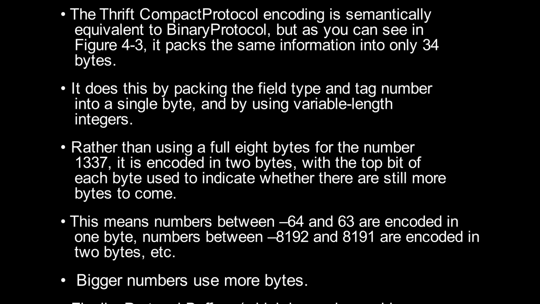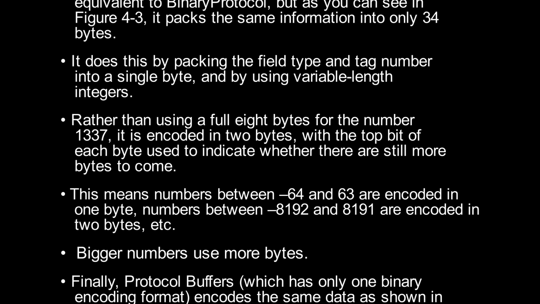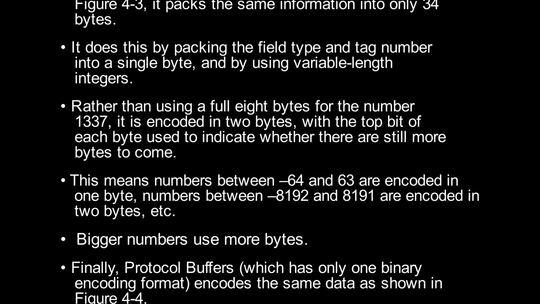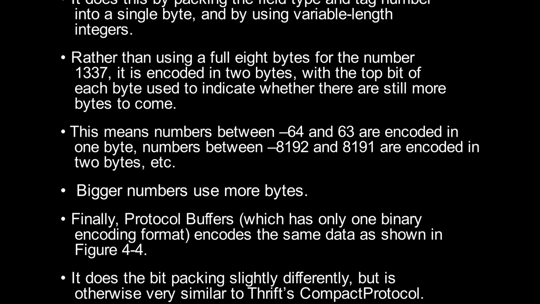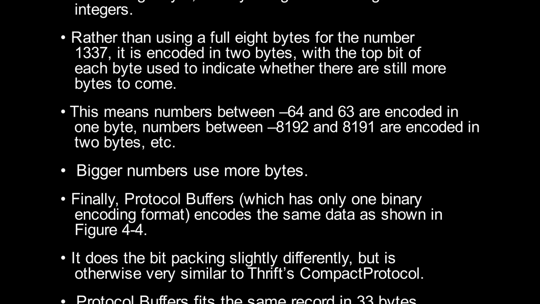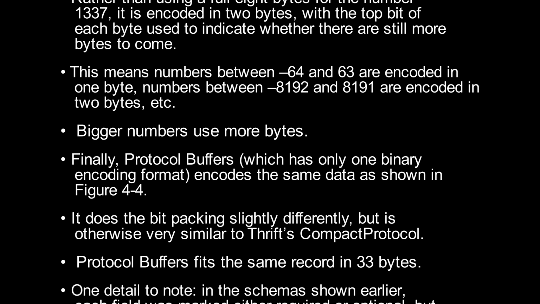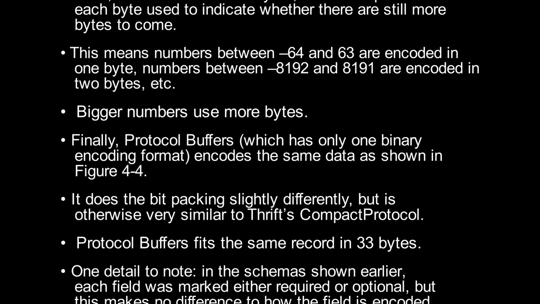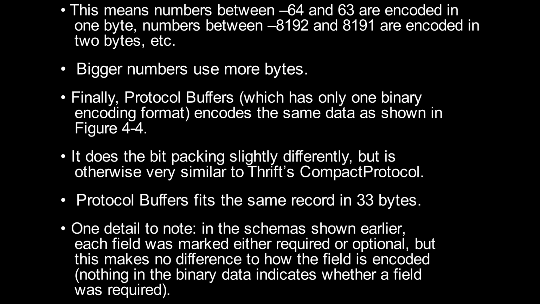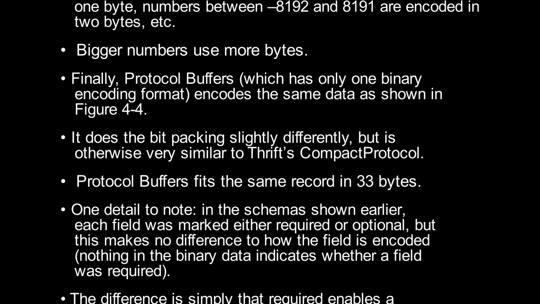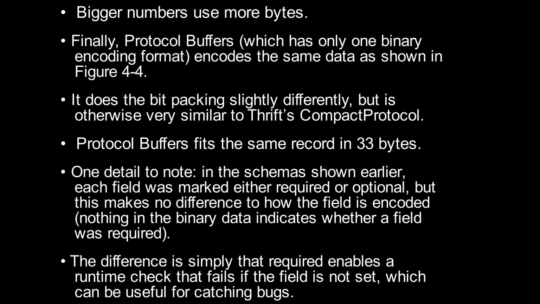This means numbers between -64 and 63 are encoded in 1 byte. Numbers between -8192 and 8191 are encoded in 2 bytes, etc. Bigger numbers use more bytes. Finally, Protocol Buffers, which has only one binary encoding format, encodes the same data as shown in Figure 4-4. It does the bit packing slightly differently, but is otherwise very similar to Thrift's CompactProtocol. Protocol Buffers fits the same record in 33 bytes. One detail to note: in the schemas shown earlier, each field was marked either required or optional, but this makes no difference to how the field is encoded.